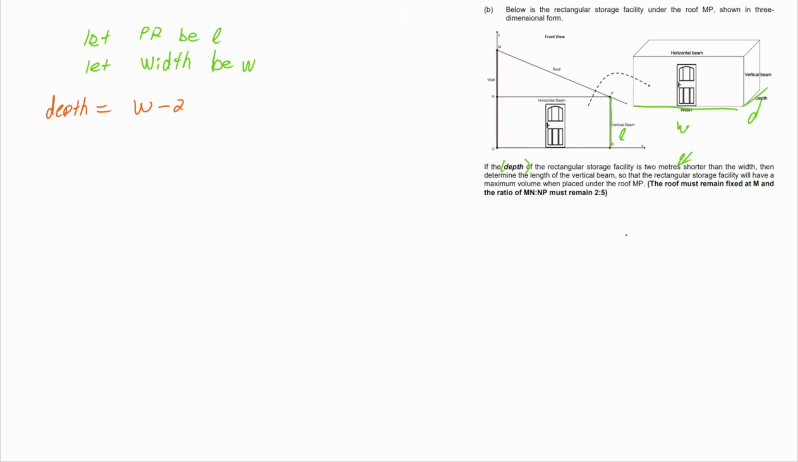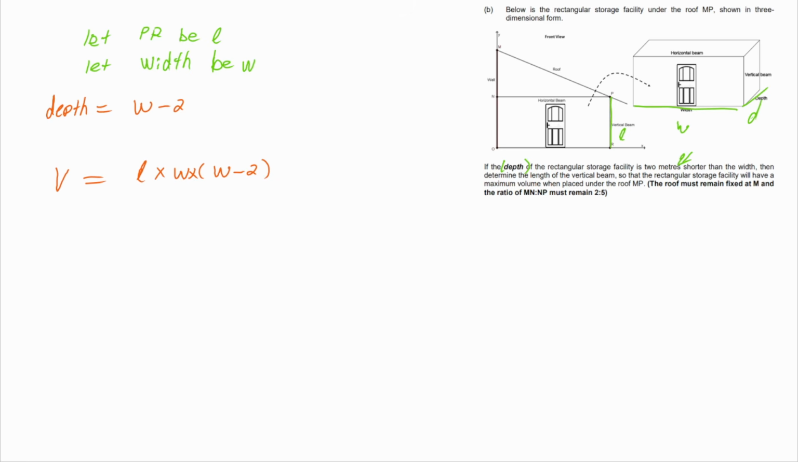All right, so let's go into volume here. If we get the equation of volume, remember it's just length times depth times width, or length times width times depth. So it's L, our length, times our width, times our depth. But we know what our depth is in terms of W. It is W minus 2. So V equals L times W times (W minus 2). Okay, so now we're making progress. Before we had 3 variables, D, W, and L. Now we only have 2 variables.